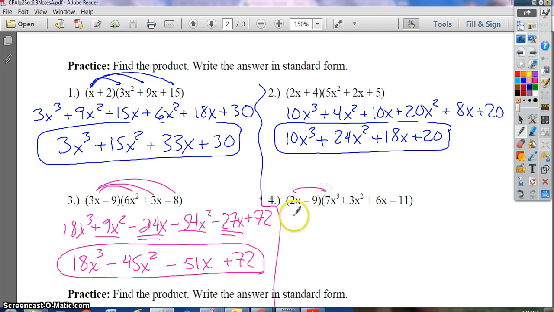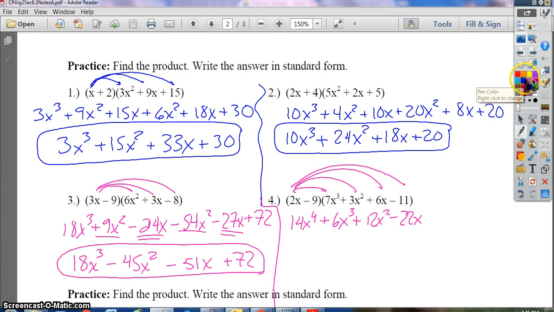So 2x times this, 14x to the 4th. That would be 6x cubed. That would be 12x squared. And last but not least is minus 22x. Now, let's multiply our 9 in. Negative 9 times that is negative 63x cubed. Negative 9 times that is negative 27x squared. Negative 9 times that is minus 54x. And negative 9 times that is 99.